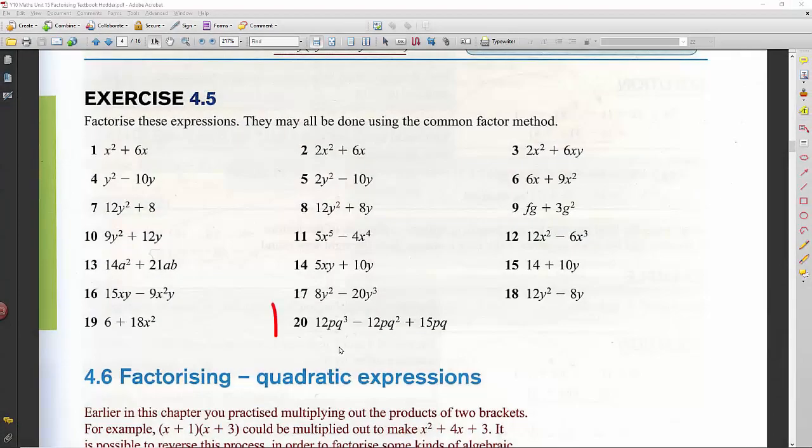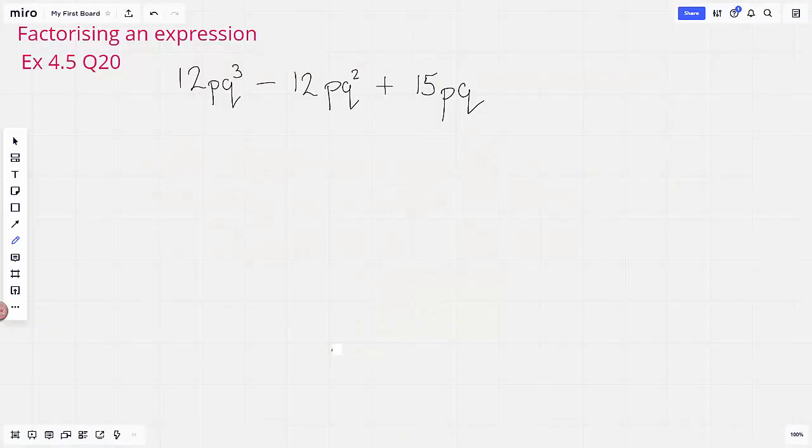Let's look then at question number 20. 12pq cubed minus 12pq squared plus 15pq. And we'll try the same technique we've tried before. We're going to look at the numbers, the coefficients in front of the letters first. So we'll take the 12 on its own there, and another 12, and a 15. And we'll ask ourselves what is a factor, the highest factor that will go into each of these. And I think very quickly we'll see that 3 will go into all of these, the highest factor.